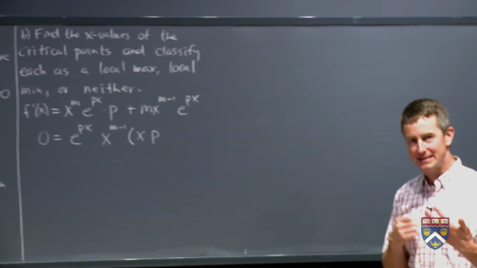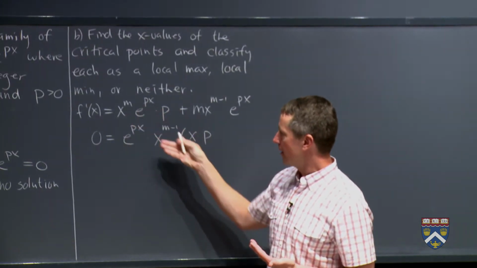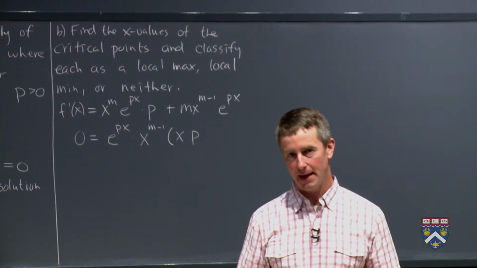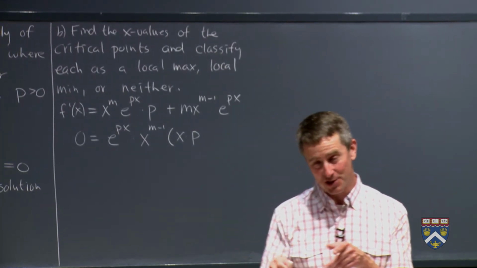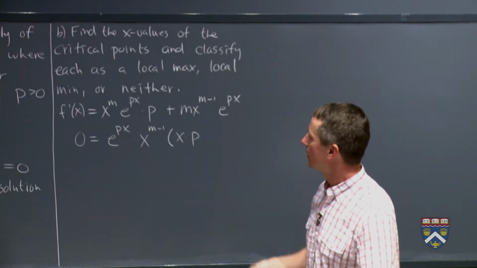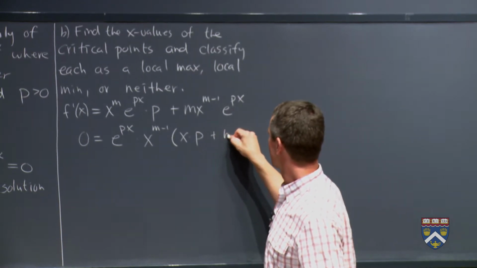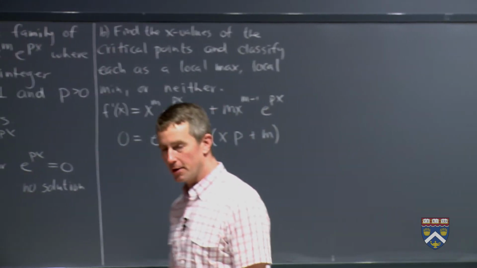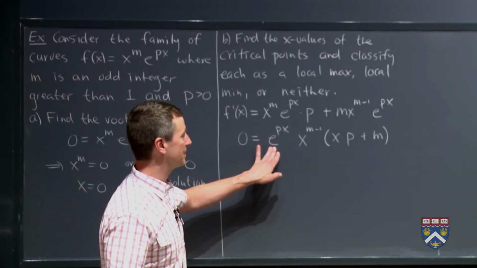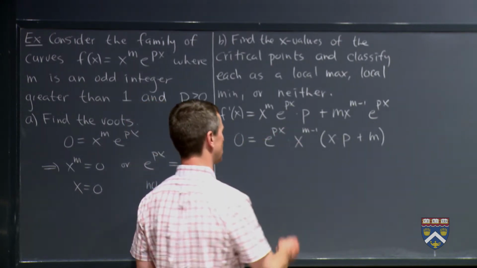Because factoring out is basically dividing. If I divide x to the m by x to the m minus 1, our exponent rules say I subtract the exponents. And if I do m minus the quantity m minus 1, I just end up with 1. So this is x to the 1. And the only thing left from this is an m. So now what are the solutions to this? As we just discussed, e to the px is always positive. It can't be 0. This is x to some power, so this is 0 when x is 0.